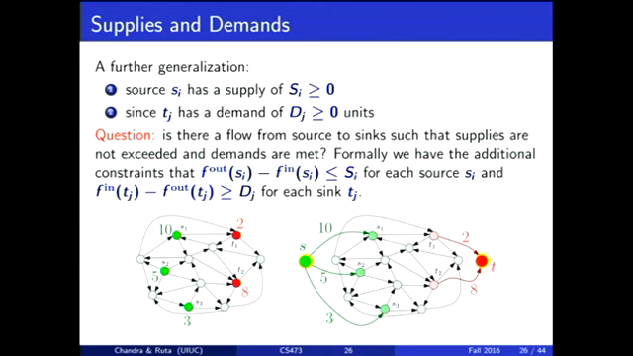There cannot be flow of value 11 because this is a cut of value 10, no? How can you send more than 10 units from S to T in this network? Because this is a cut of value 10. If you remove these edges, you disconnect S from T, so you can't send more than 10.